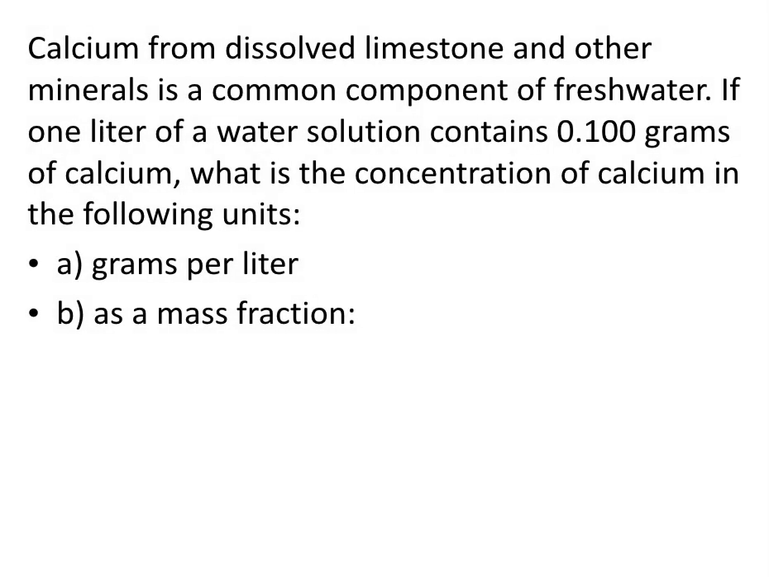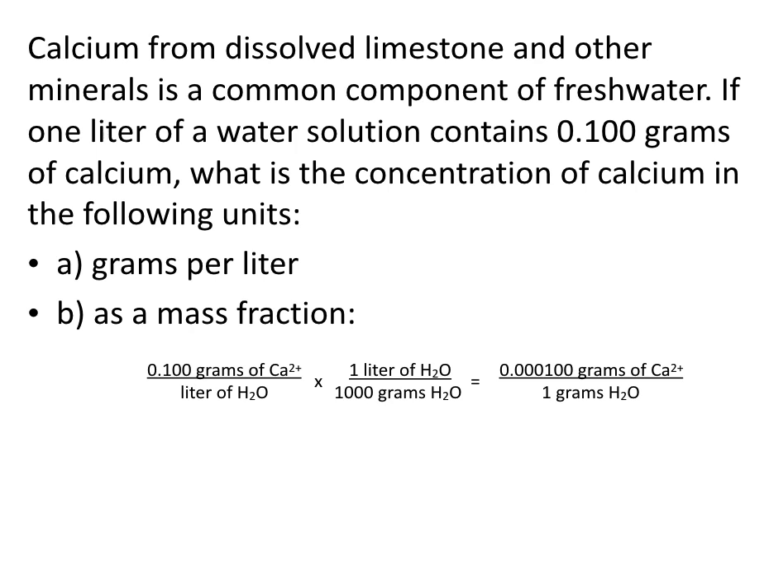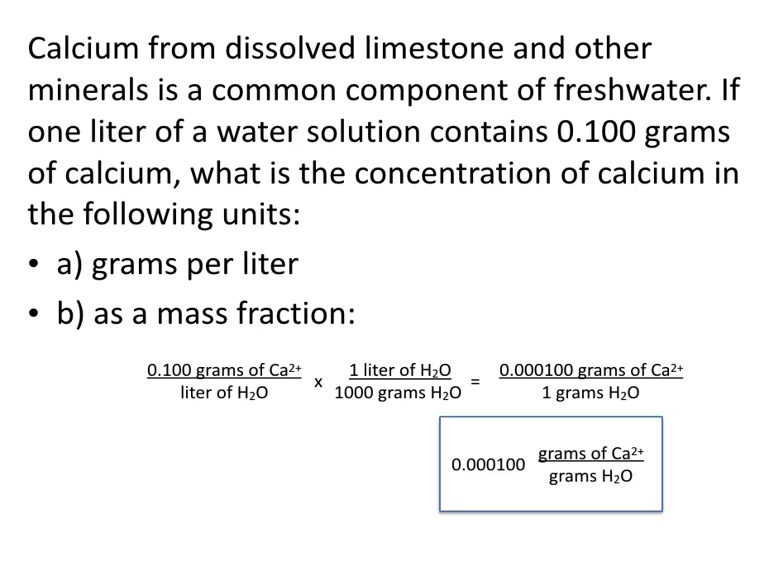If we want to find the mass fraction for that compound, we take that same 0.100 grams of calcium. This is a mass per volume, so we have to multiply by the mass of water in that volume of water, and that would give us a value of 0.0001 grams of calcium per individual gram of water. And here we've boxed the solution, so we have a very small mass fraction.